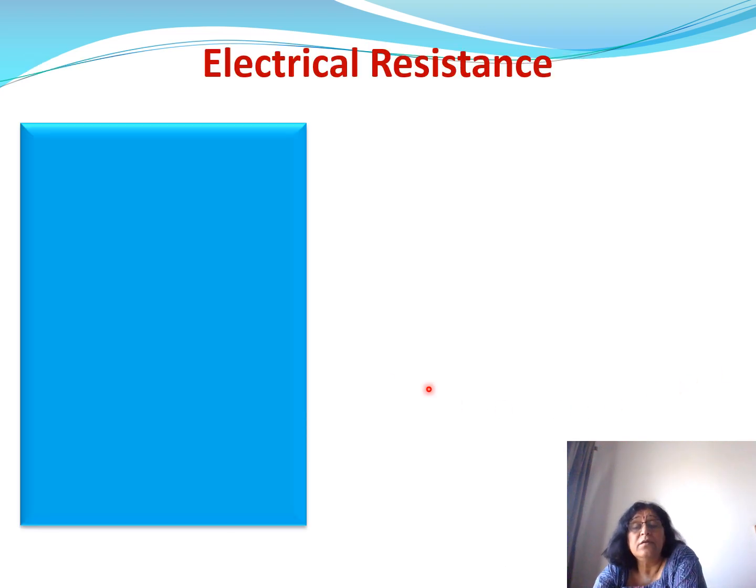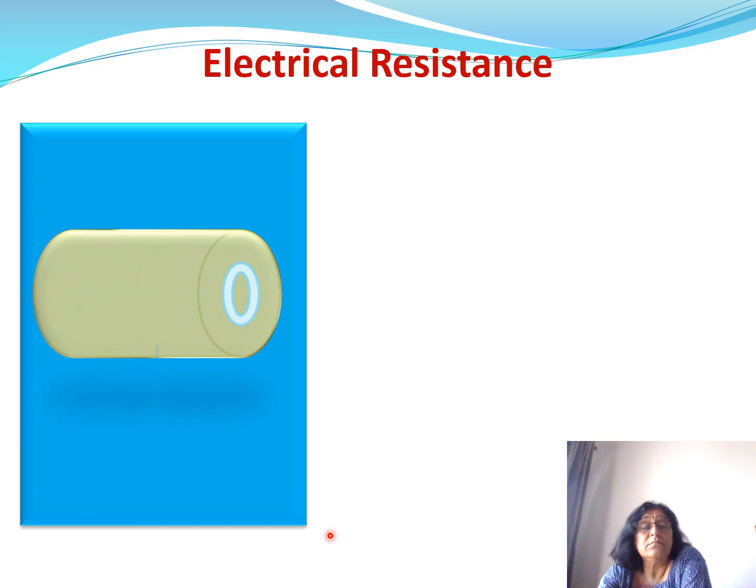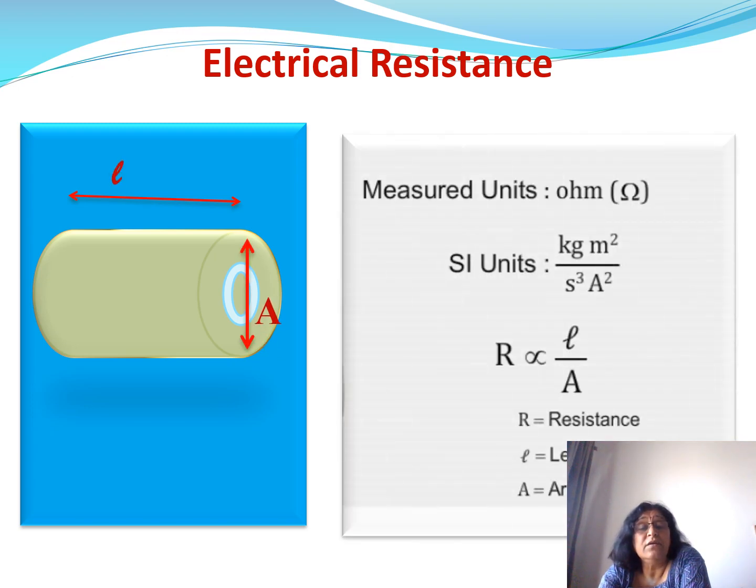Okay. Now we will study electrical resistance. What is electrical resistance? So this is the conductor. It has length L and area of cross section A. So resistance is directly proportional to the length of the conductor and inversely proportional to the area. So R is directly proportional to L upon A.